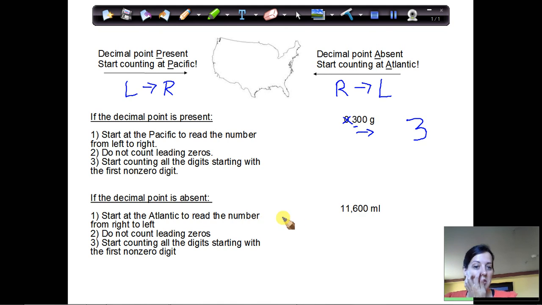So down here we have our set of rules again. The number 11,600 milliliters. There's no decimal spot present, so we're going to start counting at the right and work our way left. Once again, we're not going to count leading zeros, so that zero doesn't count. That zero doesn't count. And then we are going to start counting all of the digits, starting with the first non-zero digit. So we have 1, 2, 3 significant digits. And that's how you count significant figures, whether there's a decimal spot present or whether there's a decimal spot absent.